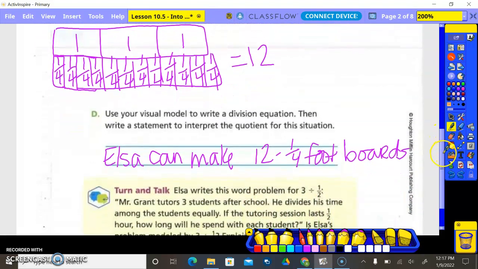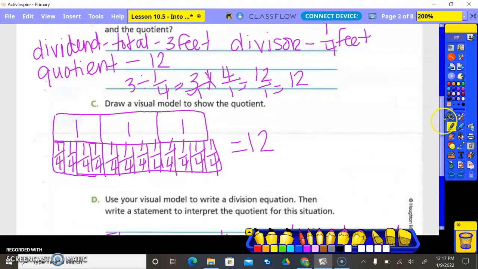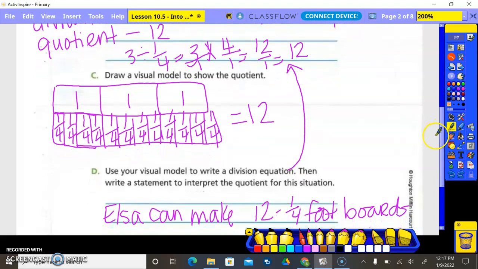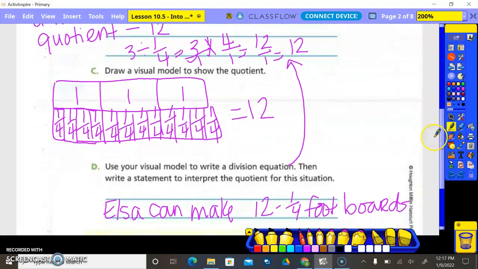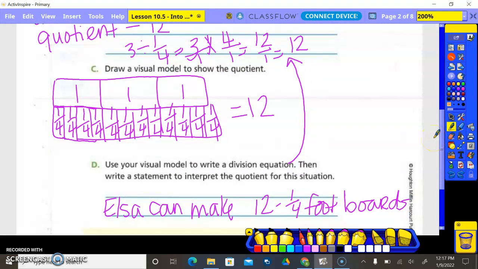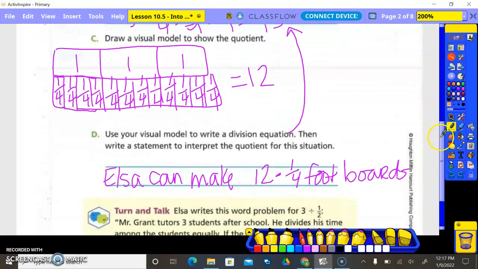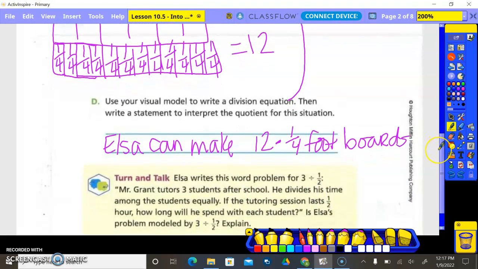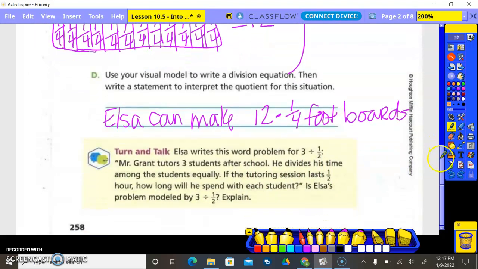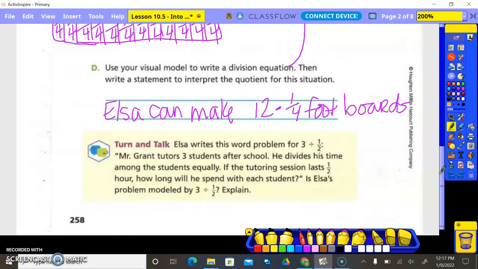So letter D, use your visual model to write a division equation, which our division equation is right here. We already did that. Then write a statement to interpret the quotient for this situation. So Elsa can make 12, and then once again, you have to put this dash in here, 1/4-foot boards. Just so it's not read as 12 and 1/4, it's read as 12 separate 1/4-foot boards.